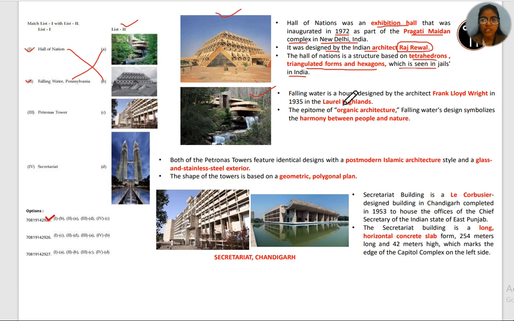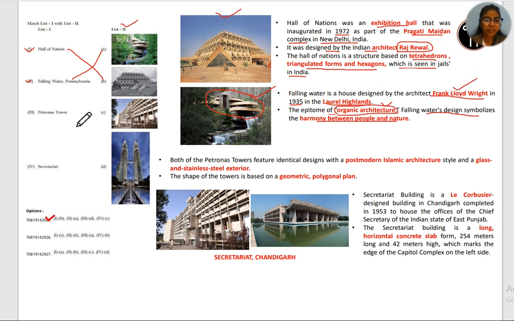The important points about Falling Water are that it is a house designed by the architect Frank Lloyd Wright in the year 1935 in the Laurel Highlands, the epitome of organic architecture. It is made on the principles of organic architecture. The Falling Water design symbolizes the harmony between people and nature. As you can see, this building is designed above a waterfall, hence its name. The important things are organic architecture and Frank Lloyd Wright.